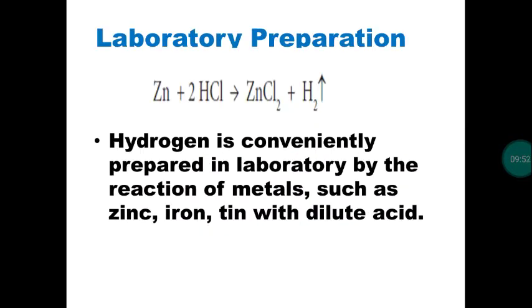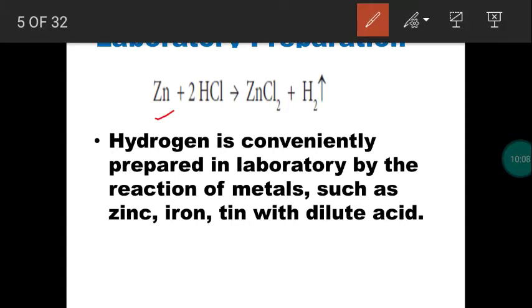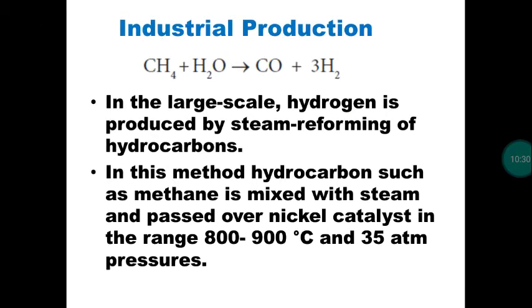Next, we move into the laboratory preparation. So in our lab, how to prepare hydrogen in a smaller quantity. For that, dilute acids will be added with metals. For example, take zinc. When zinc is added with dilute hydrochloric acid, it produces a salt zinc chloride with the liberation of hydrogen gas. In same way, you may take some other metals also like iron or tin. Always the metal will liberate hydrogen when it reacts with dilute acids. So this is second method of preparing hydrogen in the laboratory.